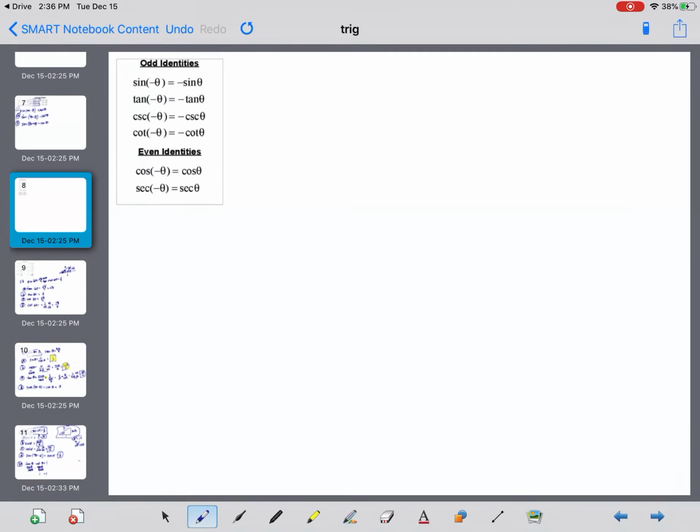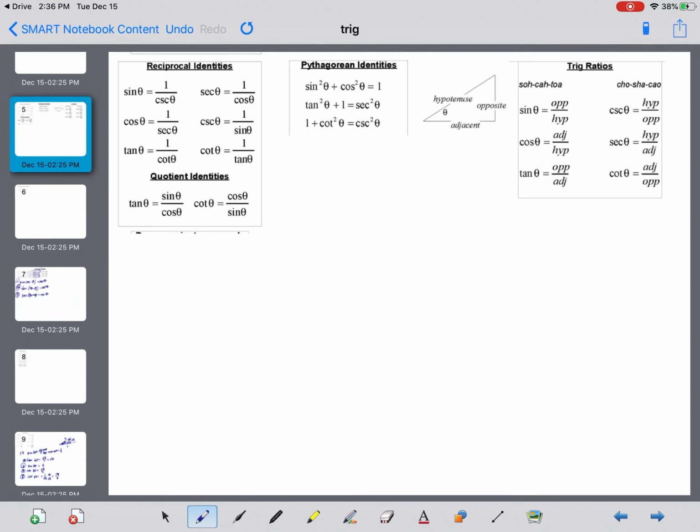Okay, 61, it tells you tan and cosine, so I'm going to go and find a spot here. All right, I'm going to use this sheet right here. So here's 61. I'm going to use some of this stuff up at the top. 61 says tan theta times cosine theta is equal to sine theta.